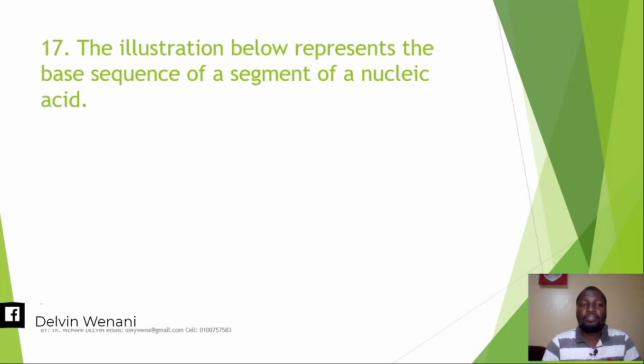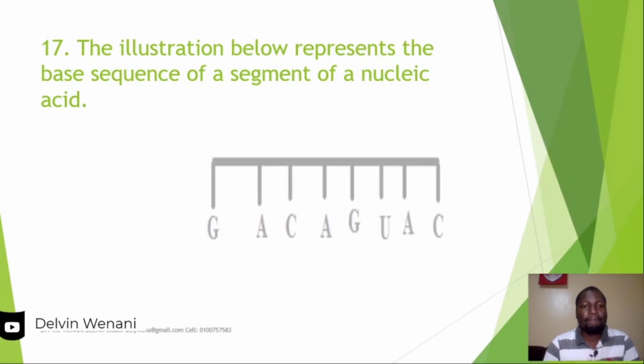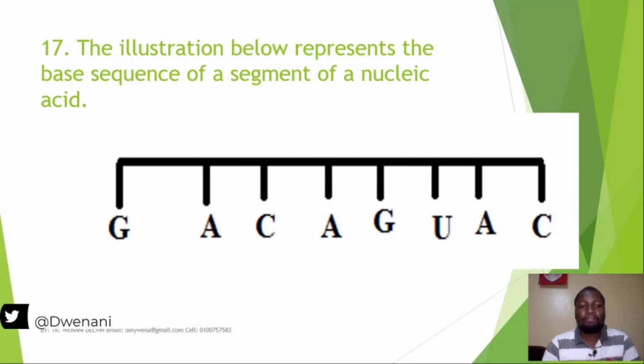The illustration below represents the base sequence of a segment of a nucleic acid. That's how it looks like. G, A, C, A, G, U, A, C. G stands for guanine, A adenine, C cytosine, and U for uracil.